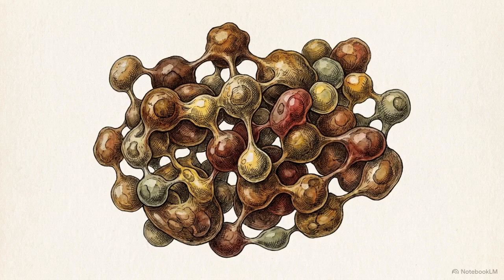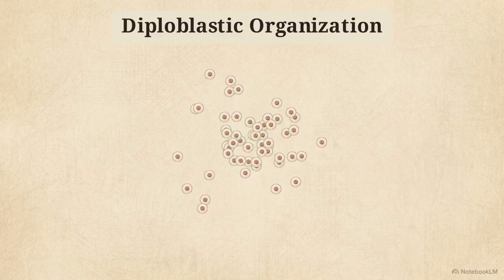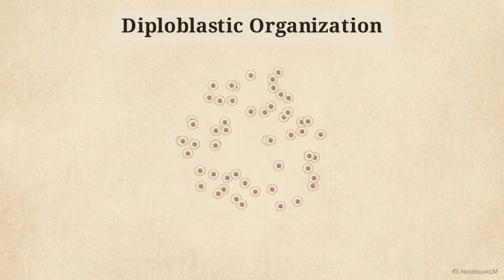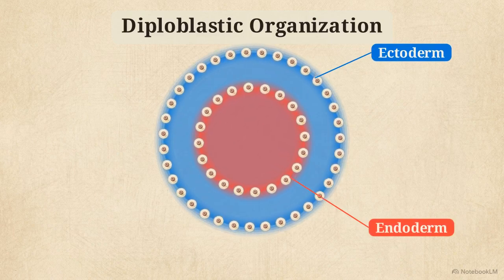The logic begins at the lowest organizational tier, the cellular level. Here, cells act as loose aggregates rather than a unified structure. The first major upgrade in biological hardware is diploblastic organization. Cells arrange themselves into 2 distinct functional layers, an inner tissue and an outer tissue.